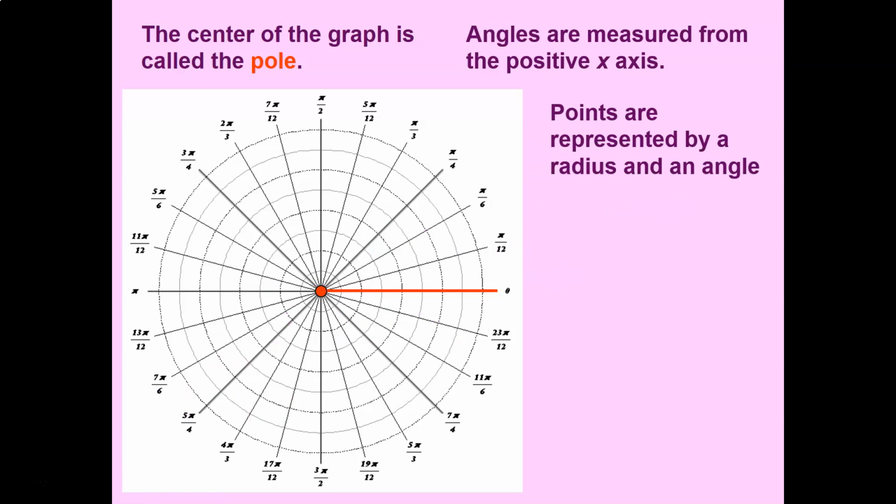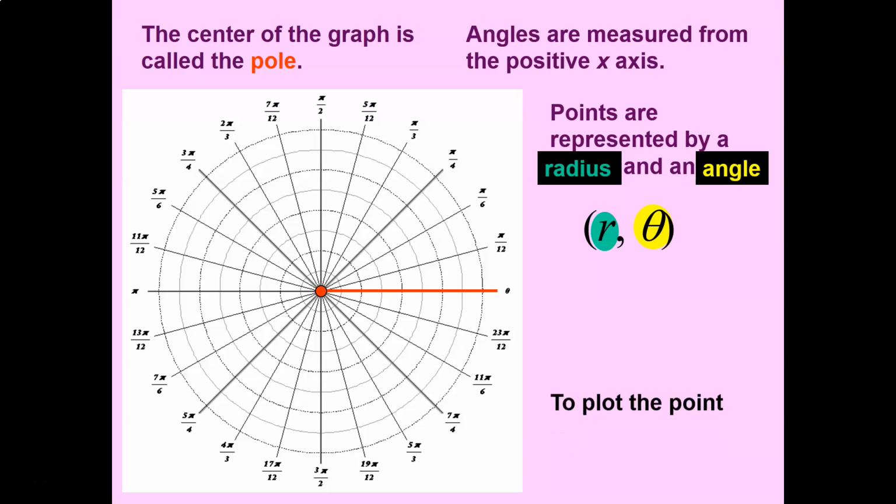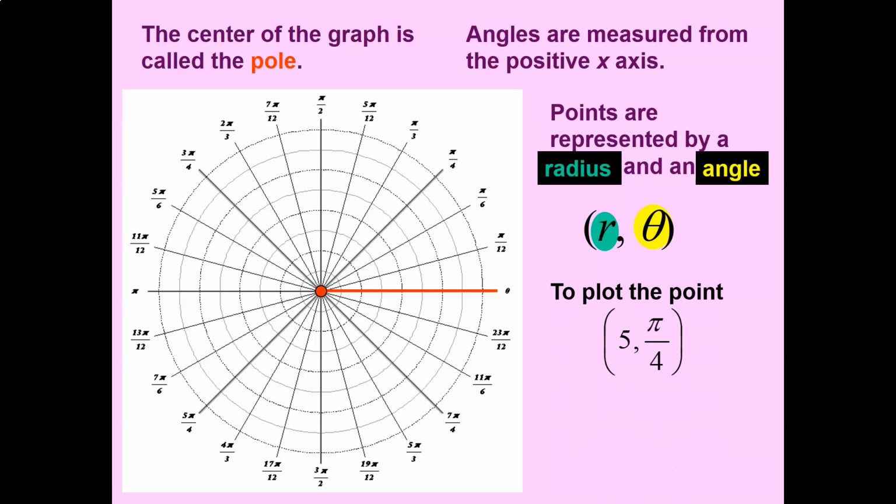Points are represented by two things: a radius and an angle. So an r, the radius, goes first, and then the angle, which is theta. Radius, angle, right? Kind of makes sense. To plot the point (5, pi over 4), first you're going to find the angle. In the polar coordinate system, sometimes the angles are given in radians, the way this is, and sometimes they're given in degrees.